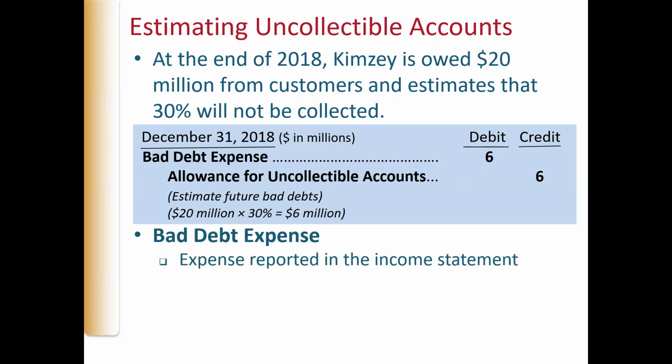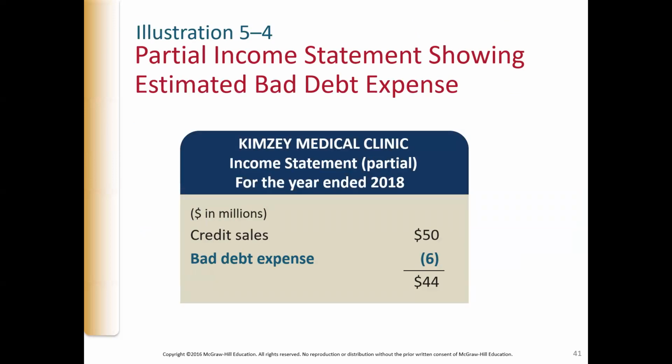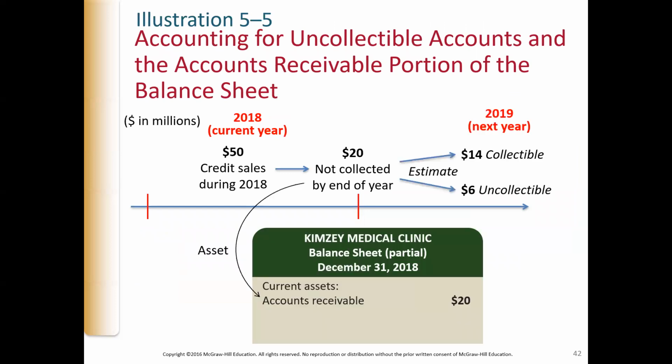What this does is it creates the bad debt expense in the year in which the revenues were earned, and it gives us this contra account called Allowance for Uncollectible Accounts, which ultimately is going to be offset with accounts receivable to reduce our balance. So in the income statement, we're going to see our bad debt expense. But in the accounts receivable, we're going to see a net accounts receivable. We're not going to collect all 20 million. Somebody's going to not pay us. So that's why we do this.